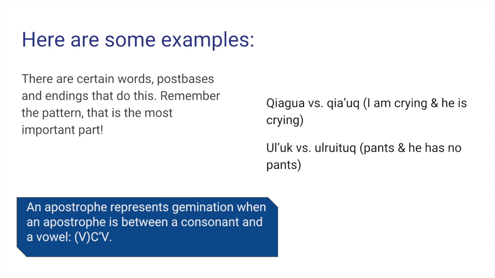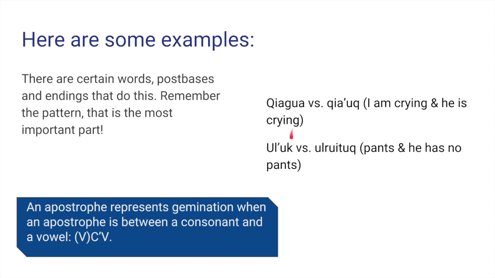I wanted to remind everybody that an apostrophe represents gemination when the apostrophe is between a consonant and a vowel. So this one doesn't represent gemination because you only geminate consonants. It does represent a syllable break, so that kia is a syllable and ok is a syllable, so that it sounds kind of like kiaok. There's definitely two syllables of vowels there. And then kiahua is two syllables as well.